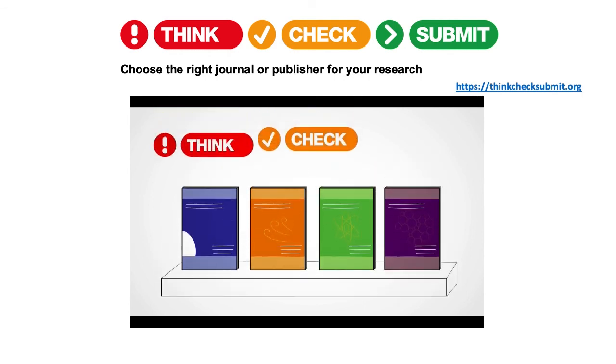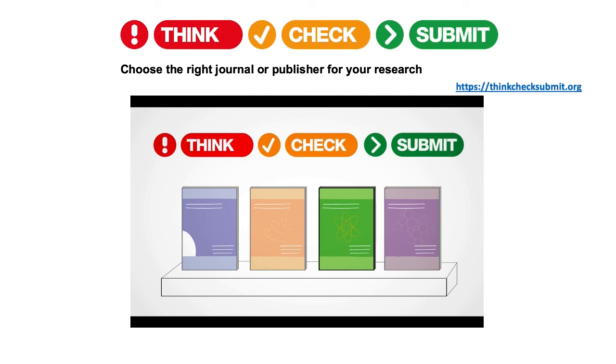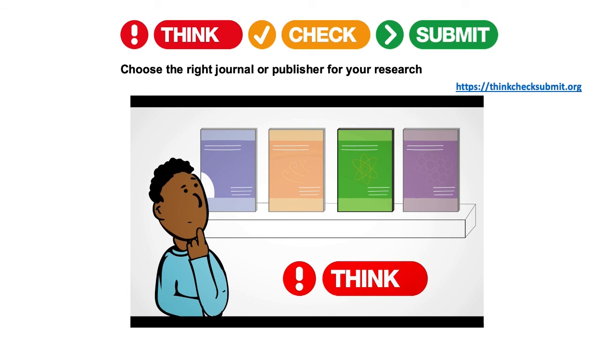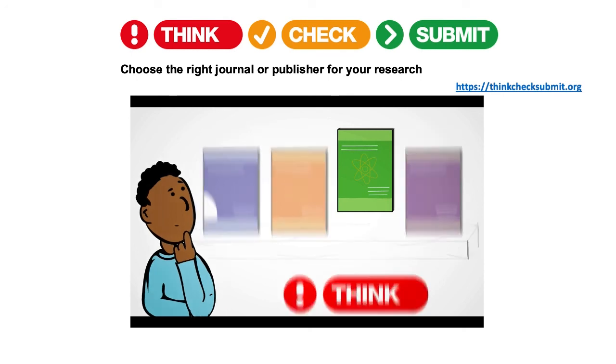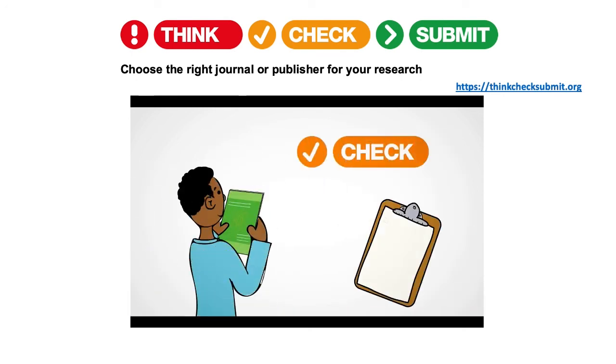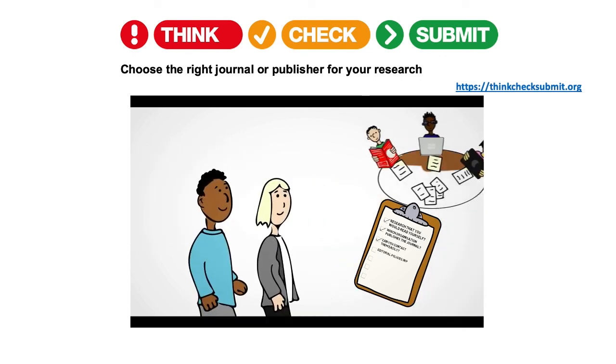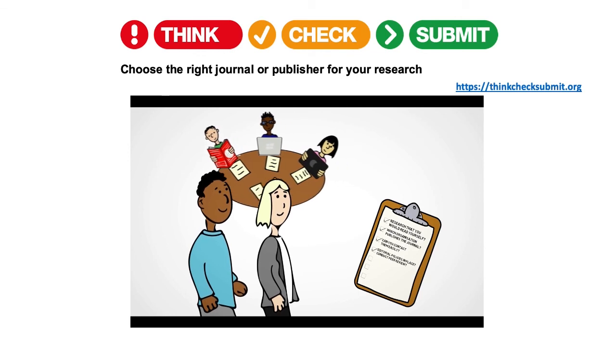Think, check, submit. Before you decide, step 1. Think. Can I trust this journal with my research? Do I need more information before I can decide that this is a trusted journal? Step 2. Check. Does the journal publish research that you would read yourself? Can you tell which organisation publishes the journal? Can you contact them easily if you need to? Does the journal have editorial policies in place? And do they conduct appropriate peer review?